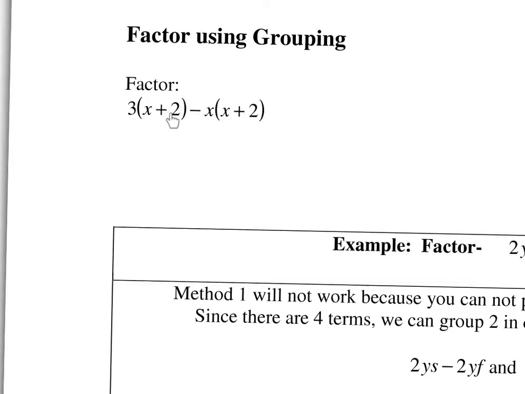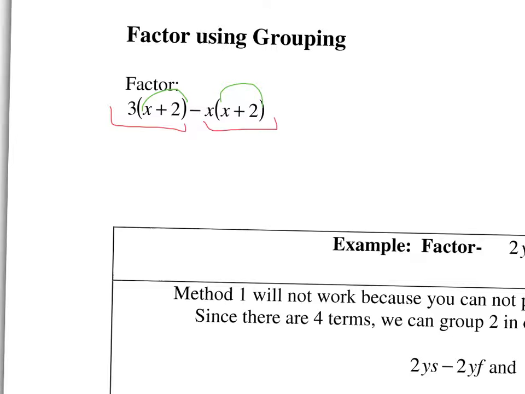When you look at this expression, there are really only 2 terms. This minus sign separates them: all of this is one term and all of this is another term. In this first term, we have 3 being multiplied times x plus 2, so these are both factors. We have negative x being multiplied times x plus 2. Both of these terms have x plus 2 as a factor. So they are sharing, or have in common, x plus 2.